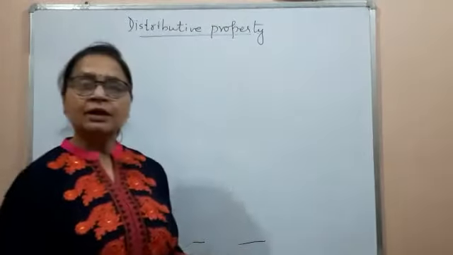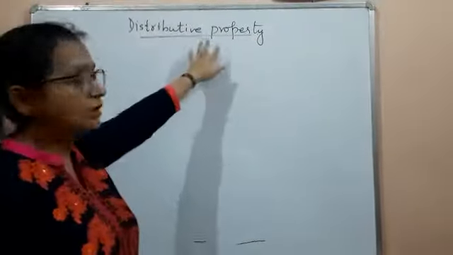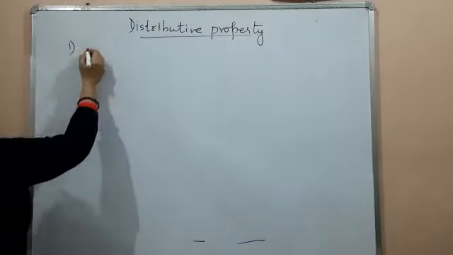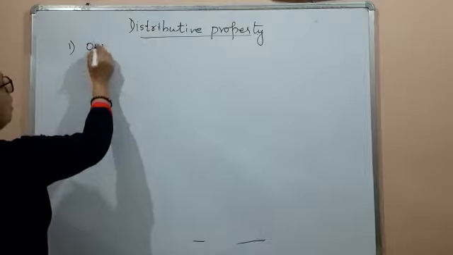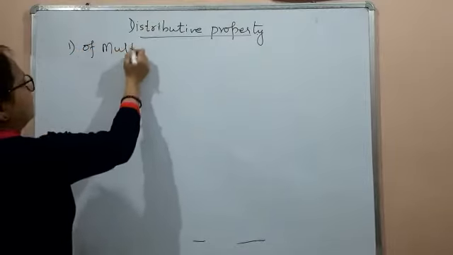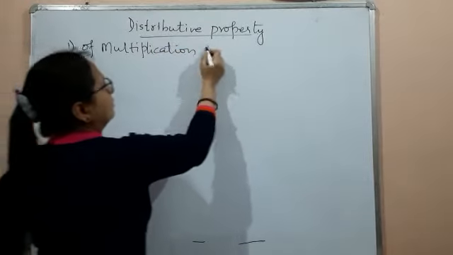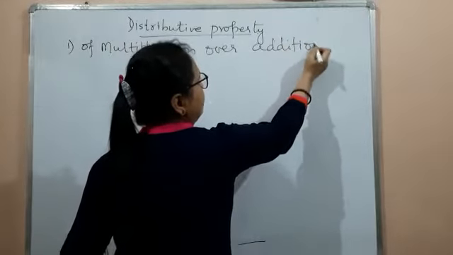Hello children. Today we are going to do the last property, which is called distributive property. I wrote it here. Now we have two things. This is distributive property of multiplication over addition. So let us take up this.